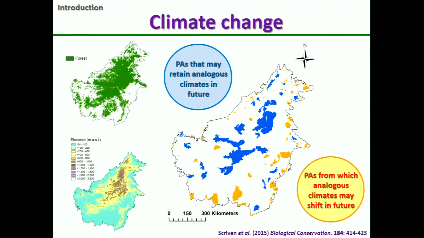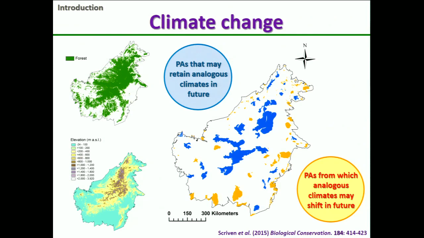So one of the central themes of my PhD research is climate change, and I've been looking at the effectiveness of protected areas on Borneo to conserve forest species under climate warming. Some of my results have shown that for many protected areas, analogous climates may shift in future. These protected areas are shown in orange, and they're primarily found at low elevation, so under 200 meters above sea level, and primarily in coastal regions.